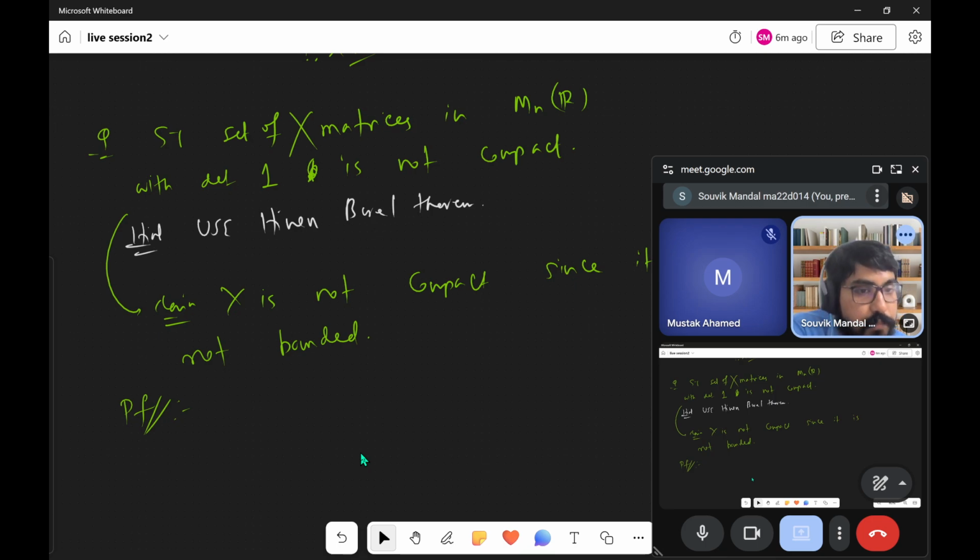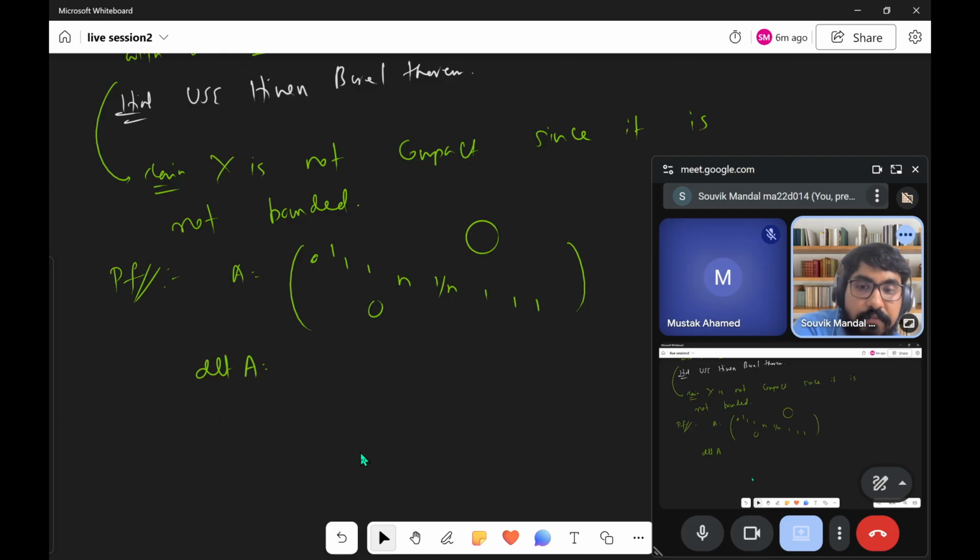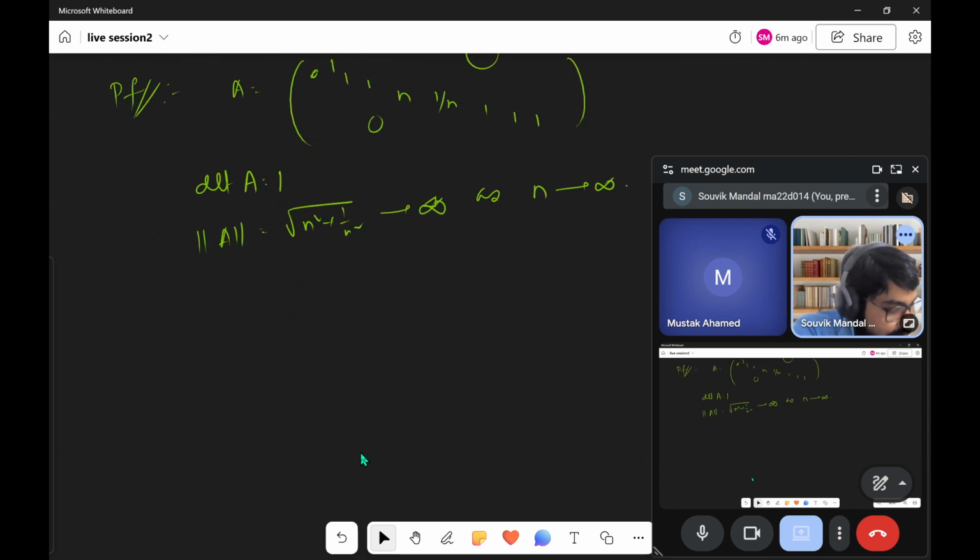So consider the matrix A, diagonal with entries 1, 1, ..., n, 1 by n, and the rest everything is 0. Okay, so determinant of A is of course 1. However, norm of A is equal to root over n squared plus 1 by n squared. This is going to infinity as n is going to infinity. So that means this collection X is not finite.